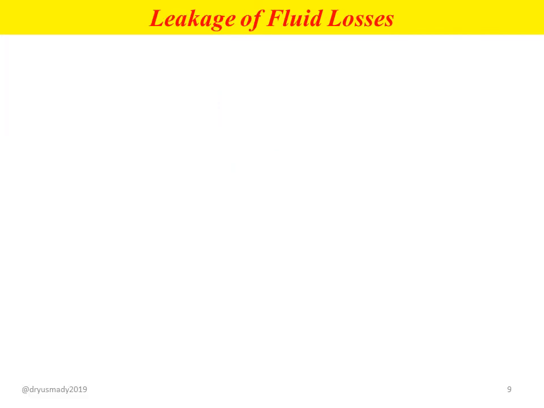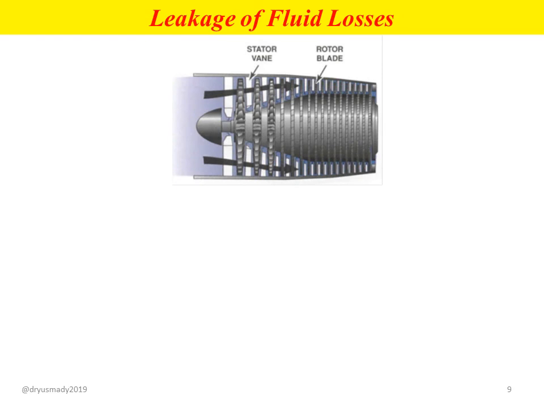Okay, the last type of blade profile losses is the leakage of fluid losses. The figure shows the cross-section drawing of the compressor, where the figure shows the stator vane or stator blade, where the stator blade is attached to the casing and doesn't move. And the second is the rotor blade, where the rotor blade will move based on the rotational movement of the rotor.